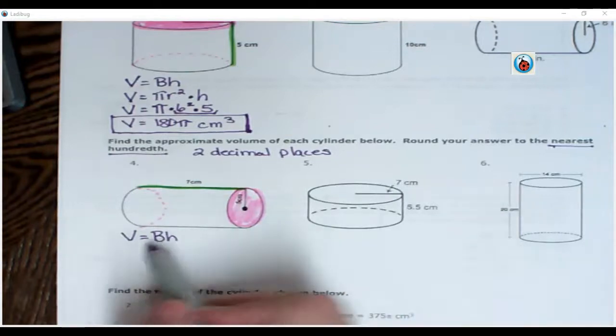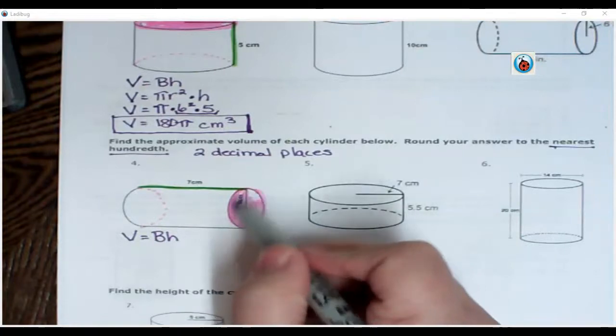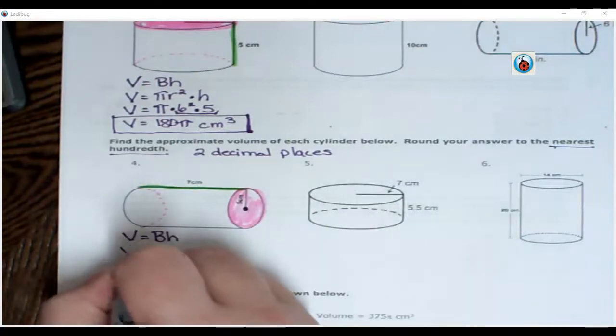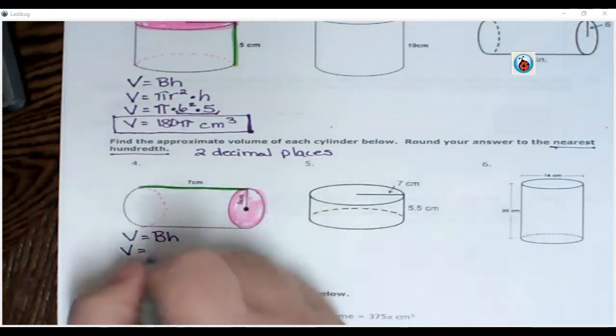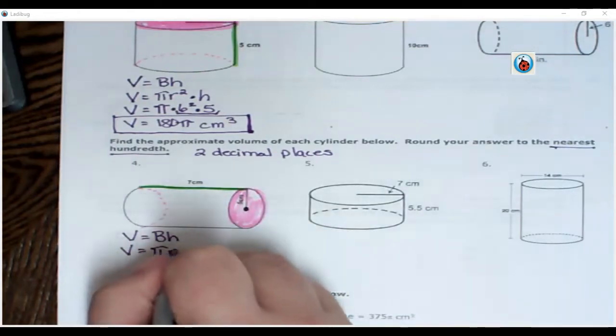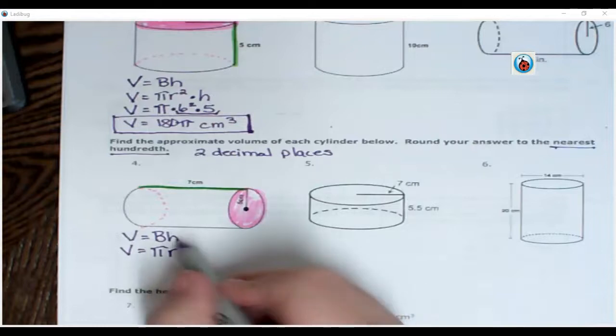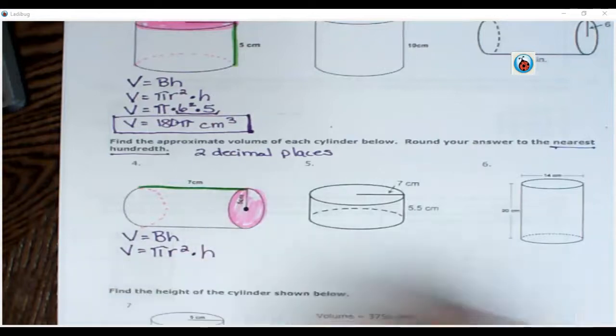All right, well, big B, area of the base. We have to figure out what formula I need to find the area of this circular base. Area of a circle, again, you could verify with your formula chart, is pi r squared. And then we're going to multiply it by the height. All right, we're ready to substitute in.